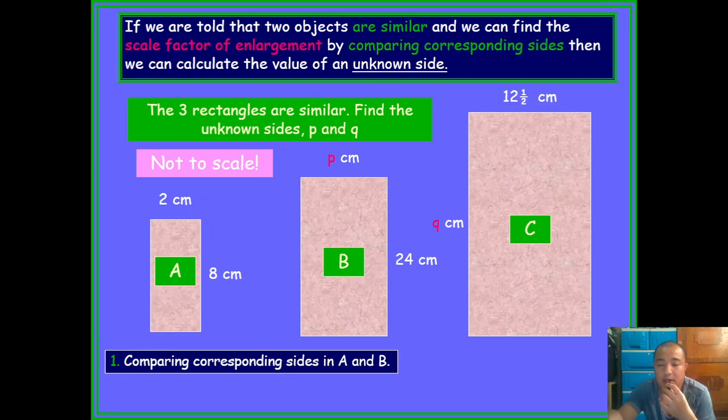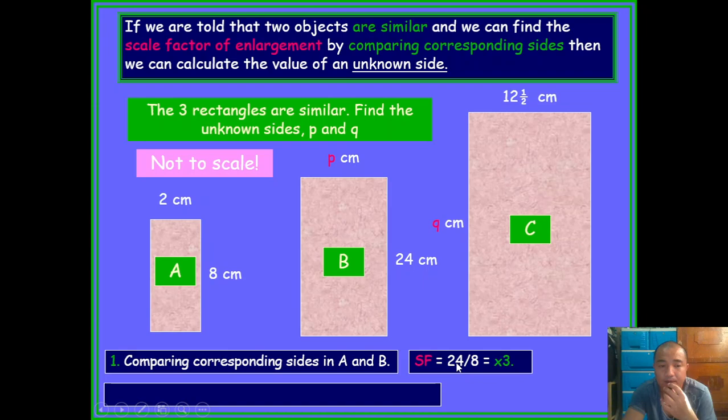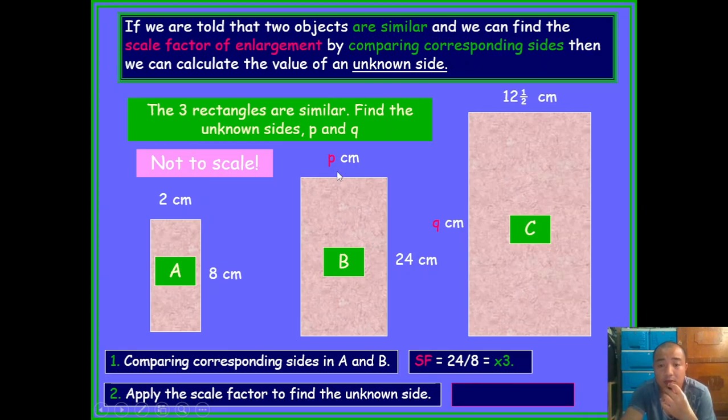Comparing corresponding sides in A and B, the scale factor is 24/8. See, those are corresponding sides, 8 and 24. 24 over 8 is 3, so times 3. The scale factor is 3. So apply the scale factor to find the unknown side. Times 3 lang. So 2 times 3 is 6. So we got P, 6 cm.